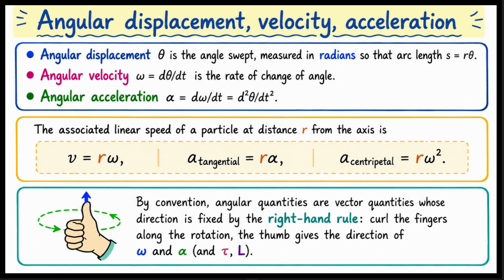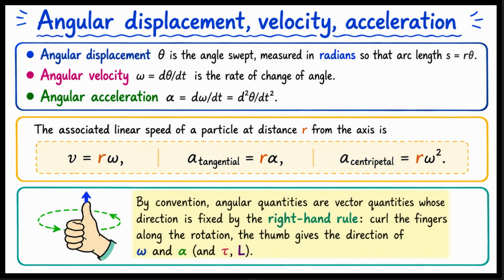Now the language of rotation. Angular displacement theta is the angle swept, measured in radians so that arc length s equals r theta. Angular velocity omega equals d theta over dt, which is the rate of change of angle. Angular acceleration alpha equals d omega over dt, which also equals the second derivative of theta with respect to time. The associated linear speed of a particle at distance r from the axis is v equals r omega. The tangential acceleration is r alpha, and the centripetal acceleration is r omega squared.